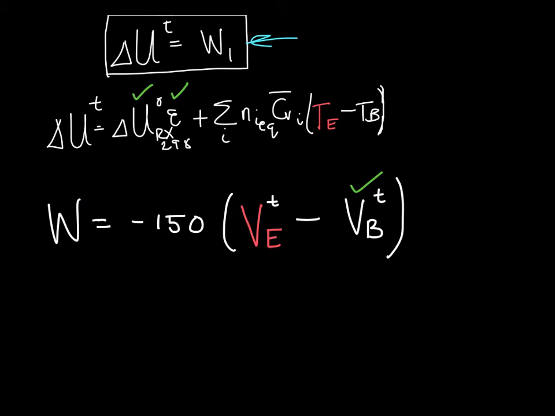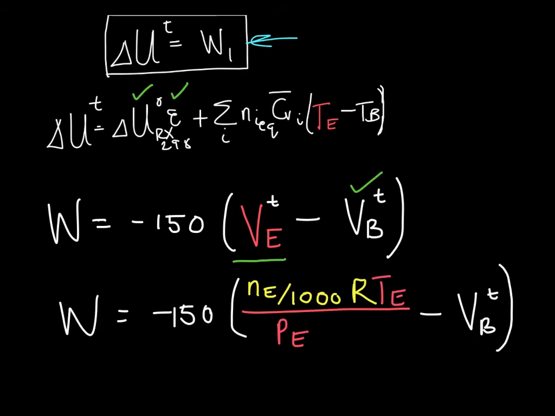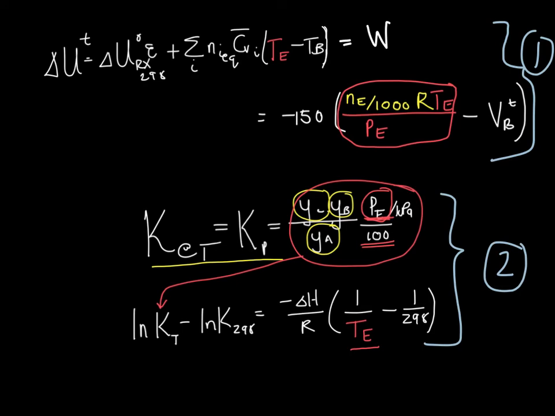We can write the work in terms of the unknown volume at the end, and using the ideal gas law, which is of course our fourth and final equation, we can write the work also in terms of just the pressure and the temperature at the end. We have now simplified it to 2 equations with 2 unknowns that we can solve simultaneously.